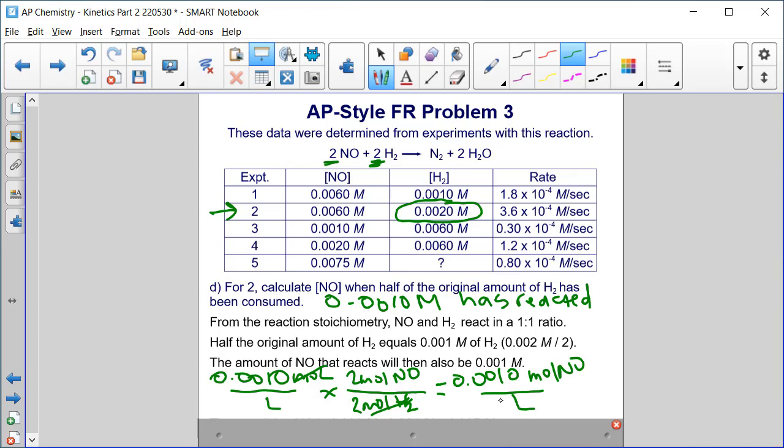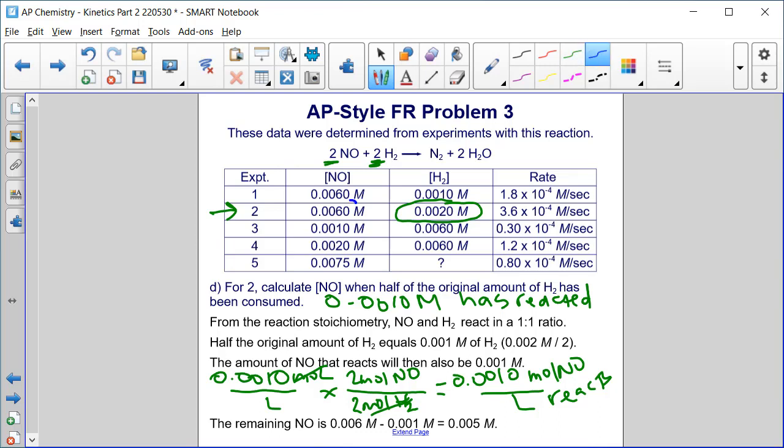Okay, so now that's how much reacts. That's how much NO reacts. That's not what we're asked though. We're asked to calculate the NO when half has been consumed. So in other words, how much is left? So the remaining NO is the starting amount, 0.0060 minus 0.0010, the amount that reacted, for a final amount of 0.005 molar.